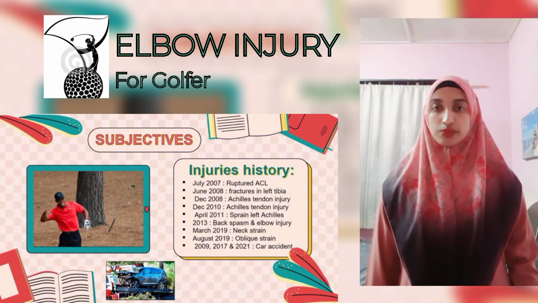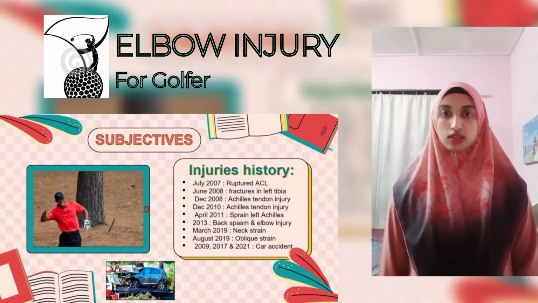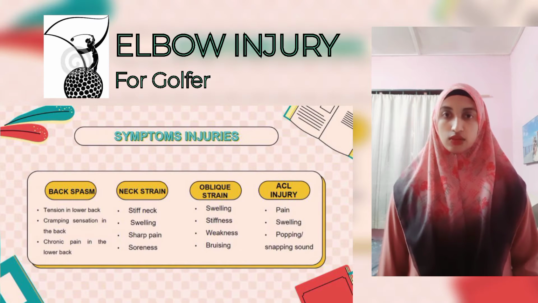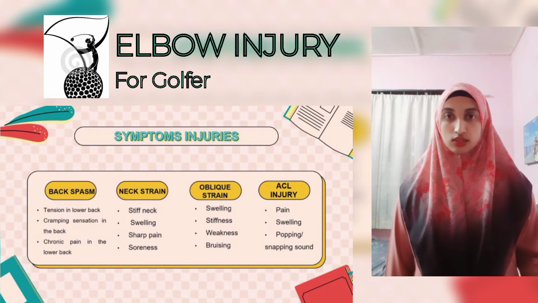However, he also experienced a few injuries due to a car accident, which happened in 2009, 2017 and 2021. The next slide shows the symptoms that he experienced for all of his injuries, which is the back spasm. It shows the symptoms of a feeling of tension, cramping and chronic pain at the lower back. Next, the neck strain shows the symptoms of having a stiff neck, soreness, swelling and also a sharp pain.